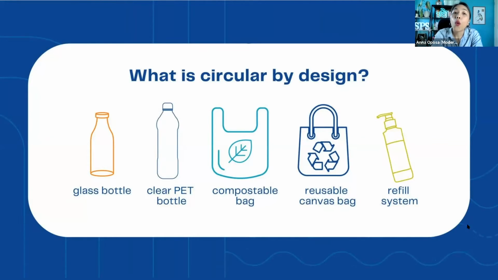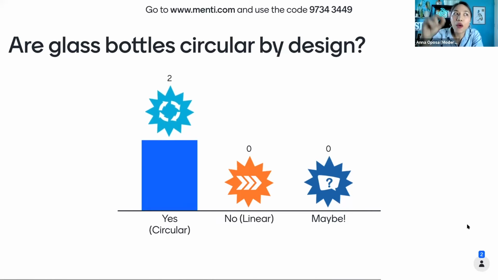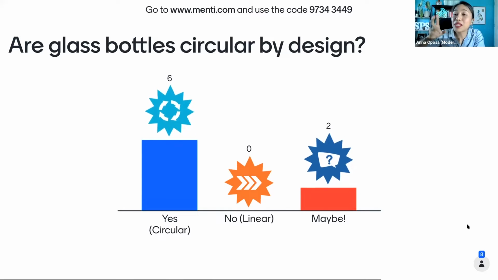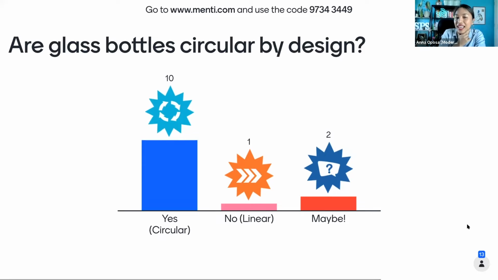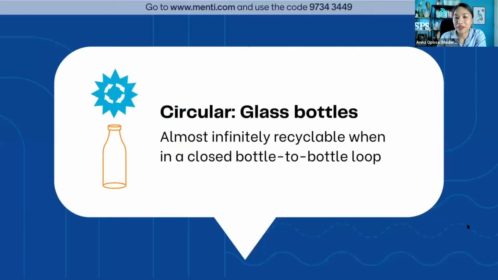So we're asking, what is circular by design? Are glass bottles circular by design? And when we say by design, it's how it was created to be reused again. And we specifically put a maybe because sometimes I feel like this is quite confusing. And then there's an answer that it's linear. Okay, we have more answers coming in. Thank you for still sticking with us. The Menti code, you can still definitely join. Okay, can we see the answer?